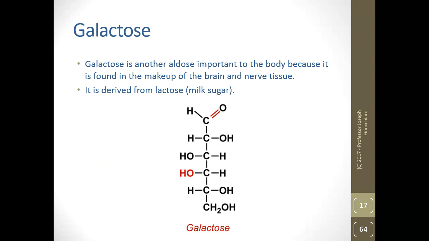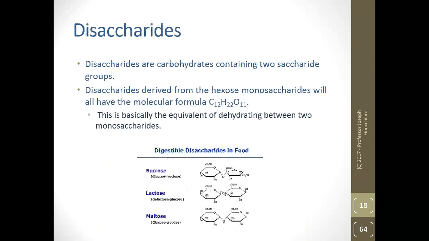Galactose is another important aldose, important to the body because it is found in the makeup of the brain and nerve tissue. It is derived from lactose or milk sugar. Disaccharides are carbohydrates containing 2 saccharide groups, okay? Disaccharide, monosaccharide, 1, 2.